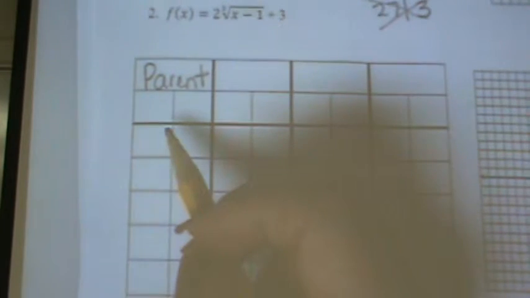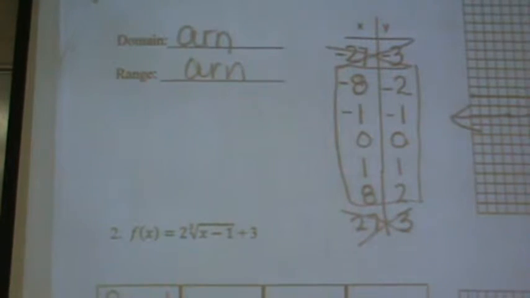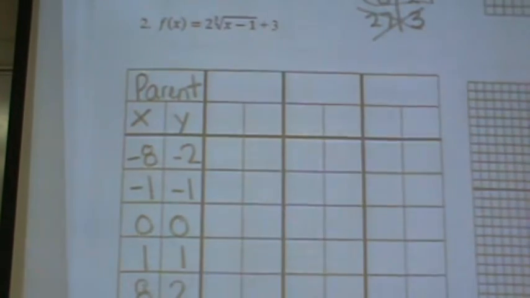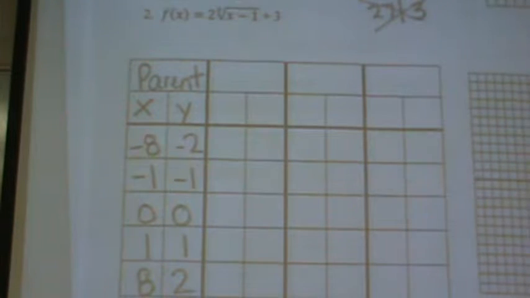What do you think you're gonna do now? Hey, what did you put for the domain and range? All real numbers, because you can take the cube root of any number. For both? Yep, for both. So, what was our parent function? Let's just do -8, -1, 0, 1, and 8. That's the 5 points we're gonna use.